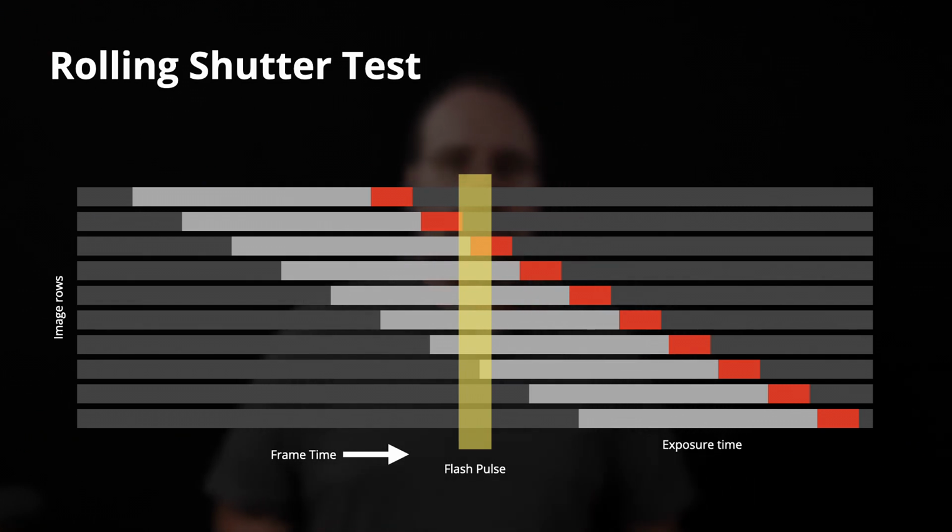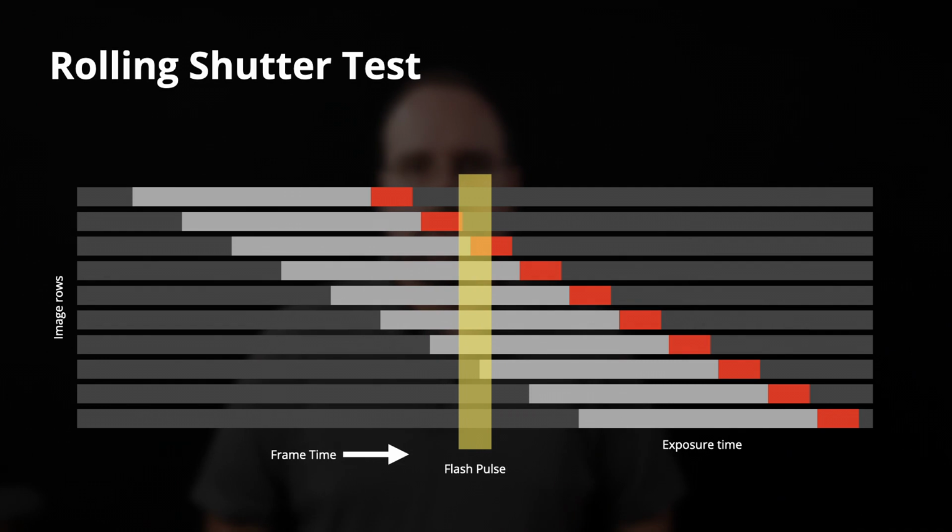So if we impulse a strobe of light in the time that the camera is running its rolling shutter, some lines won't pick it up at all because they're not active at that time. Some lines will partially pick it up because they start or end their exposure during the light pulse. And other lines will pick up the entirety of the light pulse because they're fully active, or the light pulse falls within their exposure time.